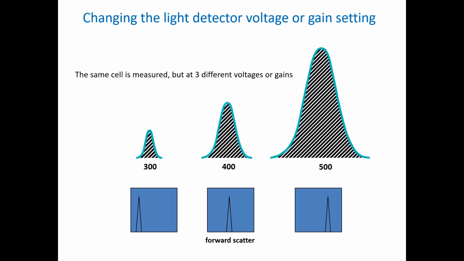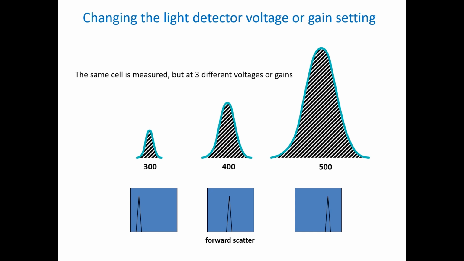The detector settings will either be a voltage if the light detector is a PMT, or a gain if it's a photodiode or APD. Here we have the same cell being measured, and we're running it at 3 different settings. On the left, the setting is 300. The generated voltage pulse is small, and the channel number it's digitized to is low. The same cell run at 400 has a bigger pulse, digitized to a higher channel number, and if we run it at 500, the pulse is huge and the channel number is very high.